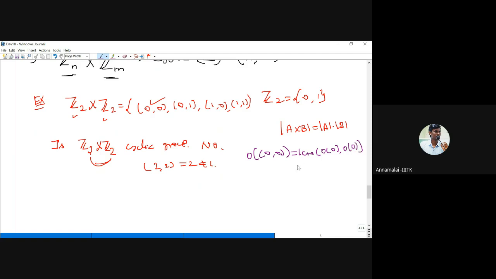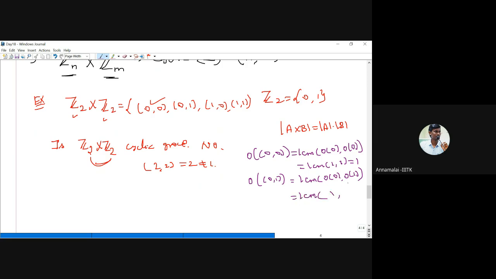But the order of the identity element is 1, therefore LCM of 1, 1 is nothing but 1. Now if you take the order of the second element (0, 1), what is the order of this one? That is LCM of order of 0 and order of 1. The order of the identity element is 1.